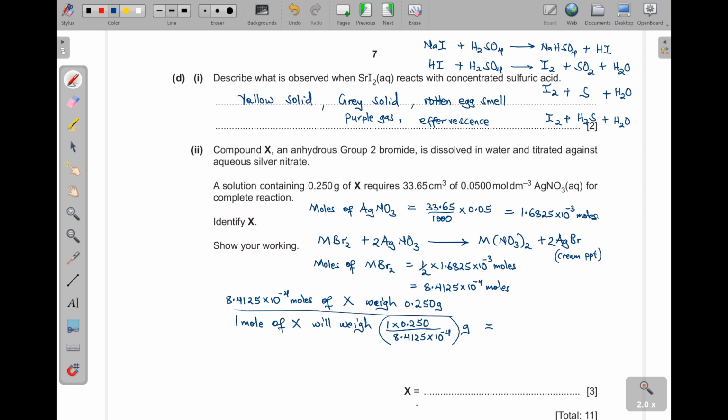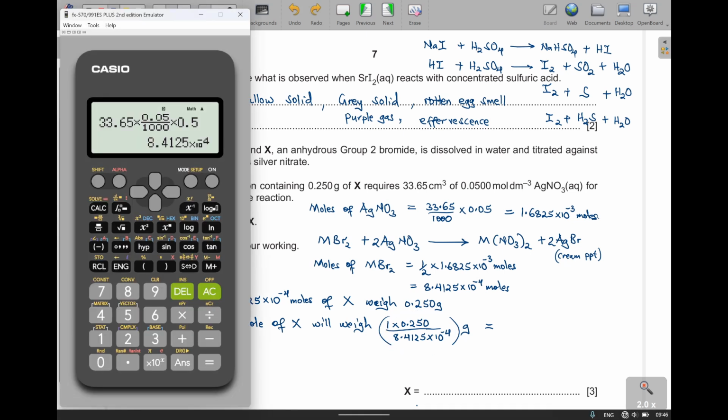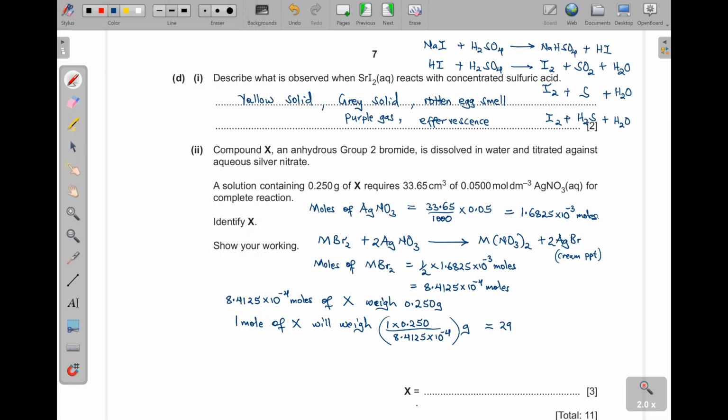When I write statements like this, that is calculating from first principles. So what do we get here? I'll get 0.250 divided by this answer. That is 297.1768202. Now, this one will approximate to 297.2 if I write it to 4 significant figures.